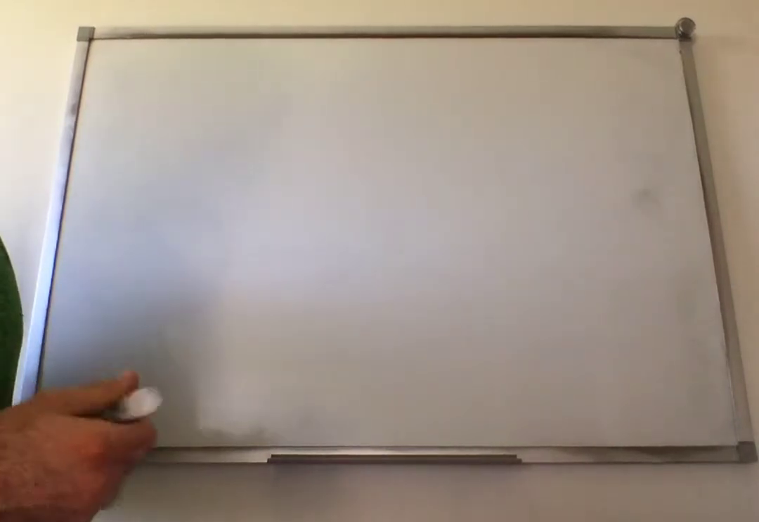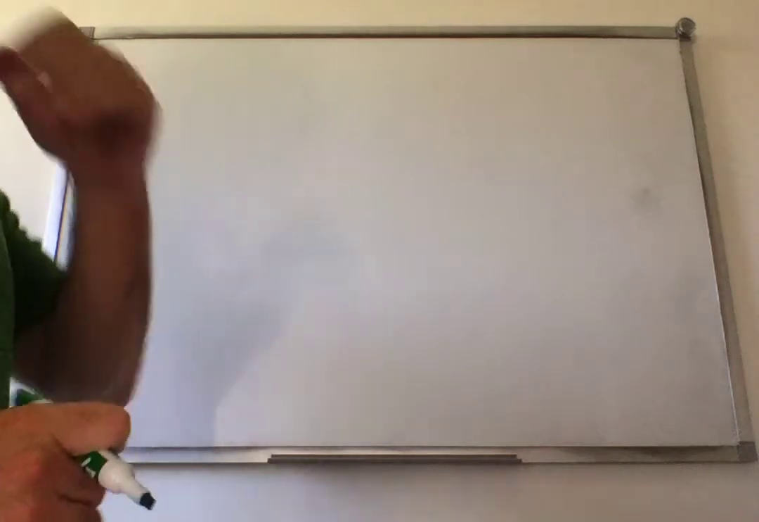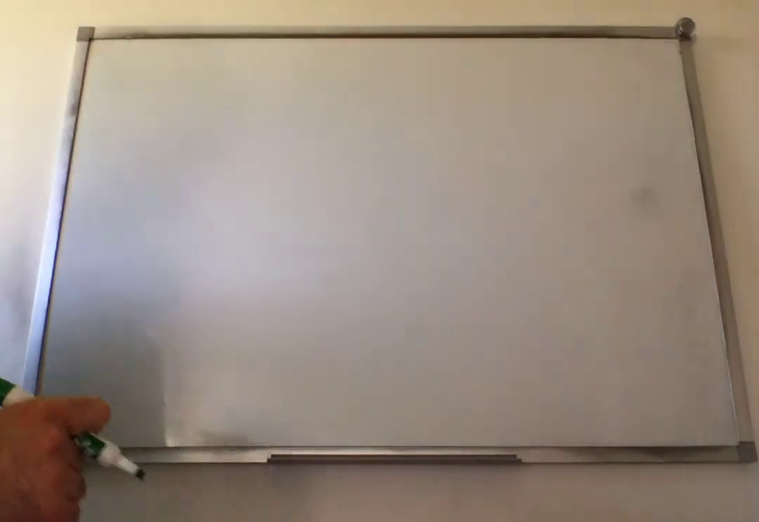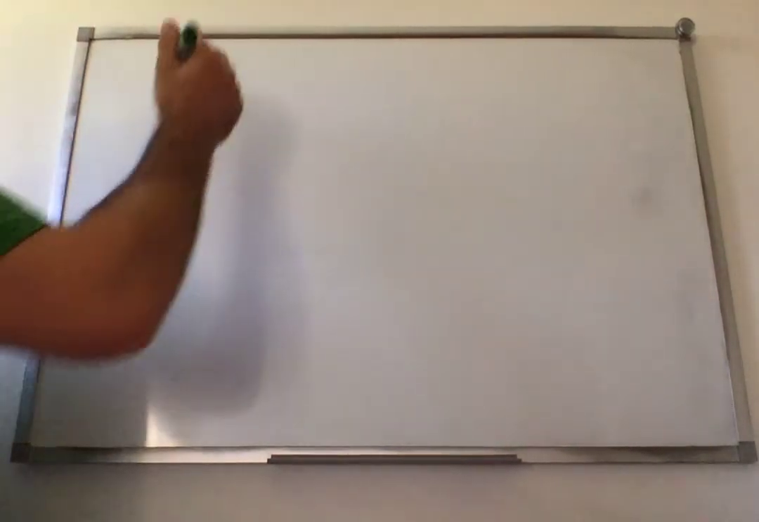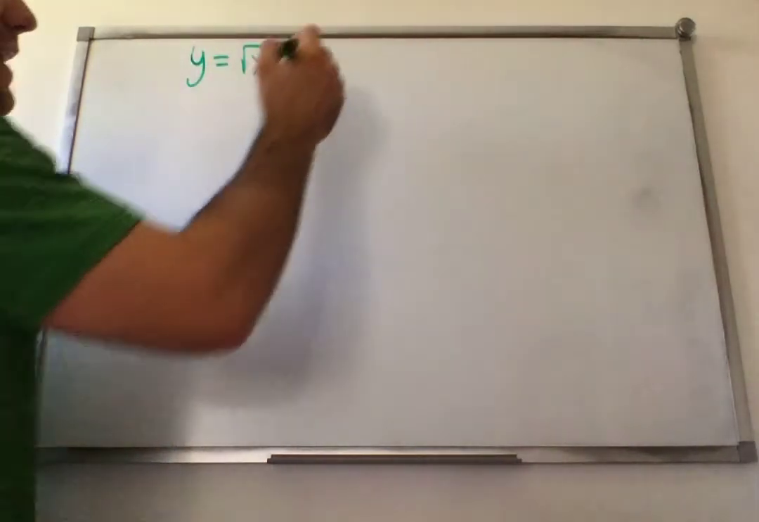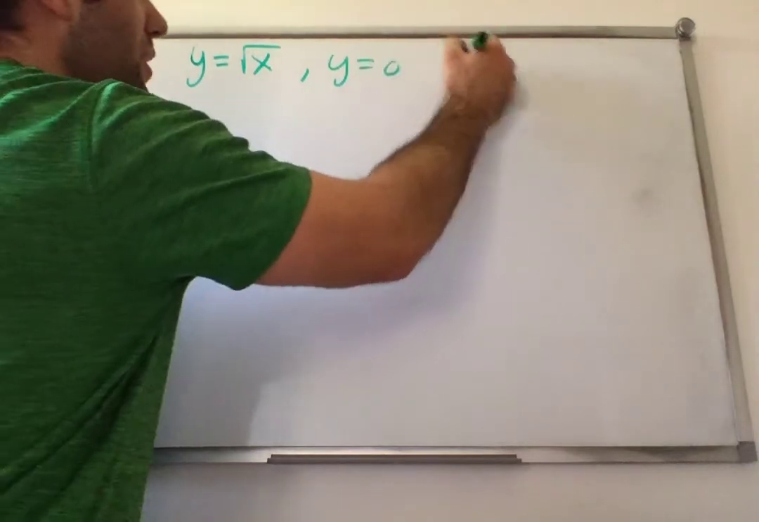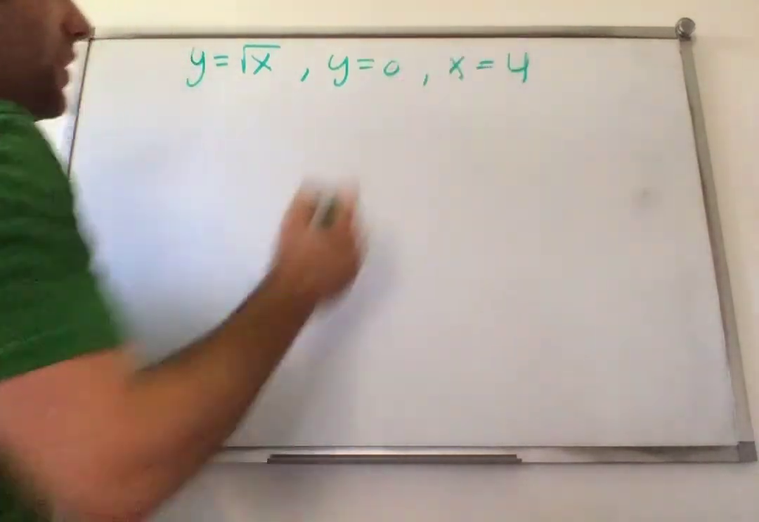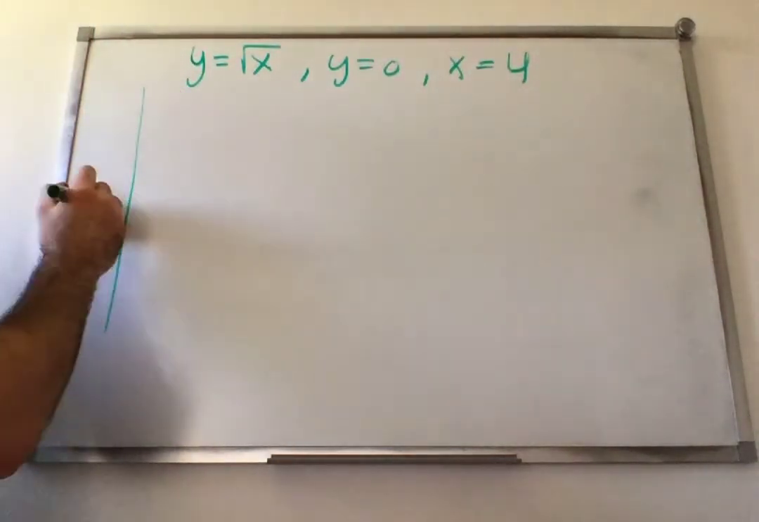Alright, so it says, sketch the region enclosed by the given curves and calculate its area. So this is going to be important when we get to chapter 6. We're going to have to be sketching the region enclosed by a given curve. So they give us the curve y is equal to square root of x, and they tell us y is equal to 0 and x is equal to 4. So let's go ahead and make this sketch.